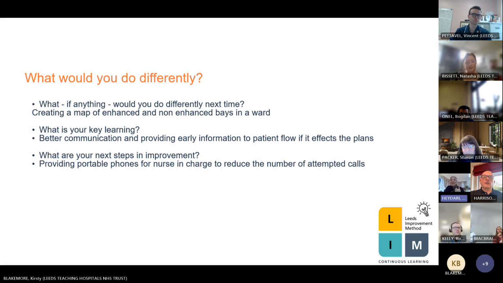And the next steps for our improvement, probably one of the things we always suffer, the lines are constantly engaged. We did introduce portable phones for the nurse in charge to have in their hands, but unfortunately the technology wasn't very good. So we're hoping to have better mobile phones or better signals, so the nurse in charge always has something in their hand and doesn't have to call the ward specifically. That phone is only for the nurse in charge for important and urgent information.